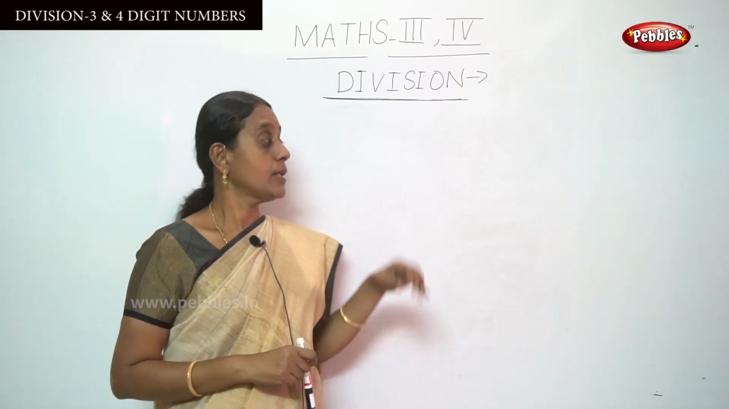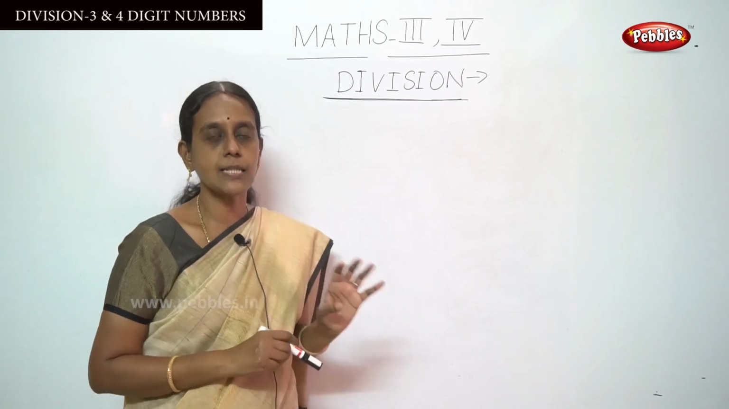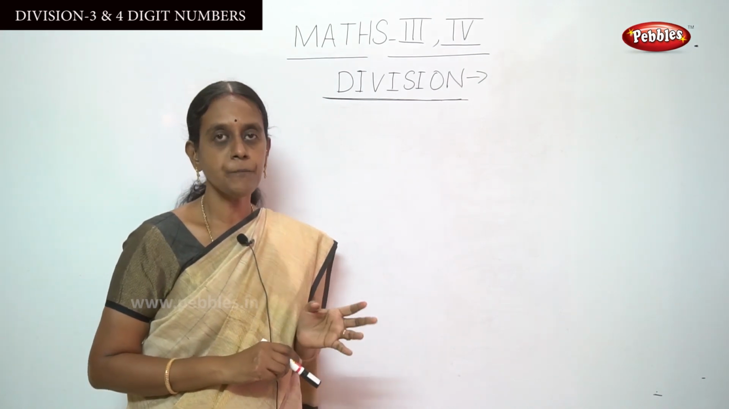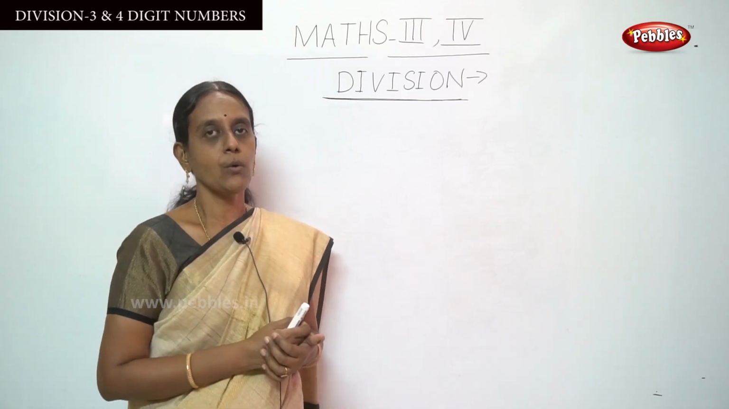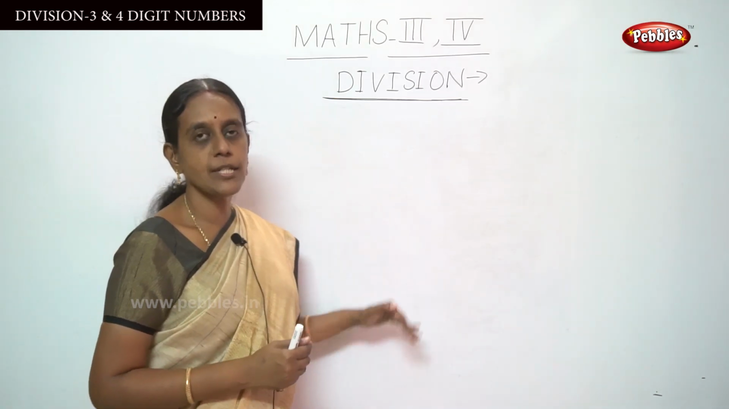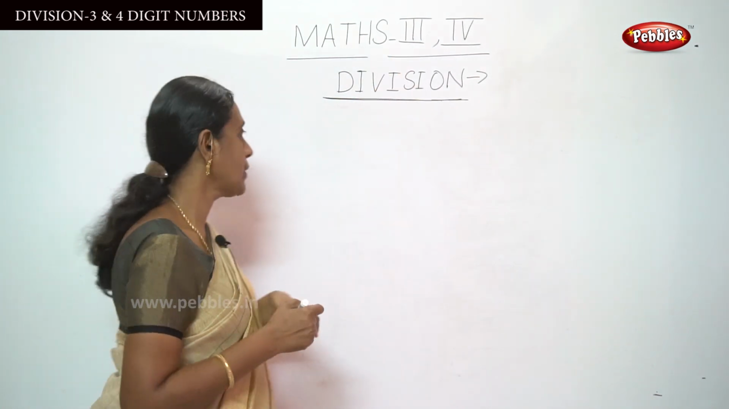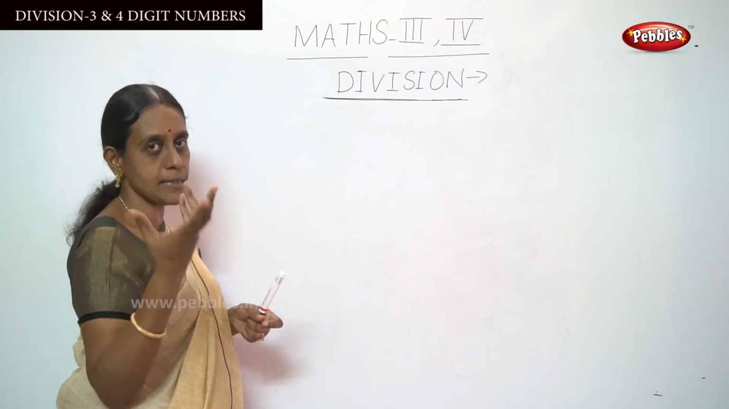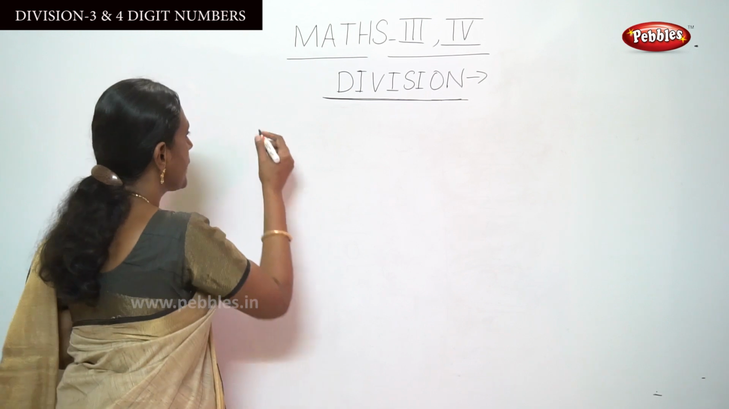Dear children, now we are going to do division sums, that is, a 3-digit number divided by the divisors 2, 3 and 5. How to do the long division method for your grade level, 3rd standard. Okay, I am going to explain a few example sums by doing the division sum.